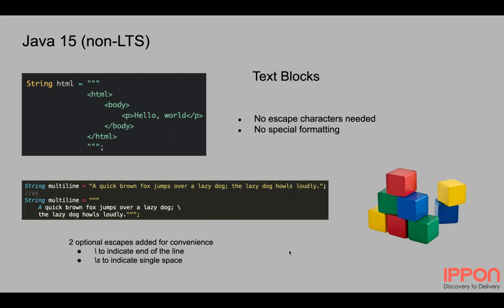It also gives you, and Java 15 introduced these two optional escapes, a backslash or a \s for a single space, like regex, but those actually aren't necessary. Those are just more for convenience. But yeah, text blocks with Java 15 here are production ready. So Oracle claims they're to be trusted.